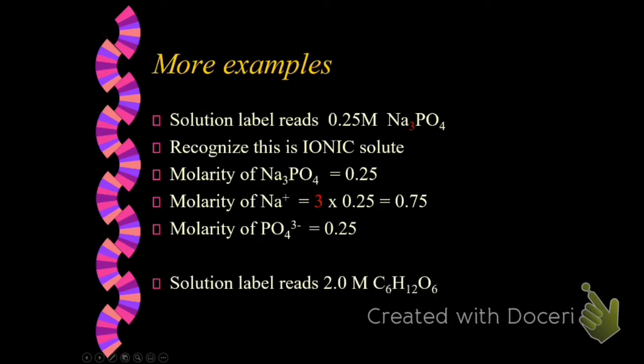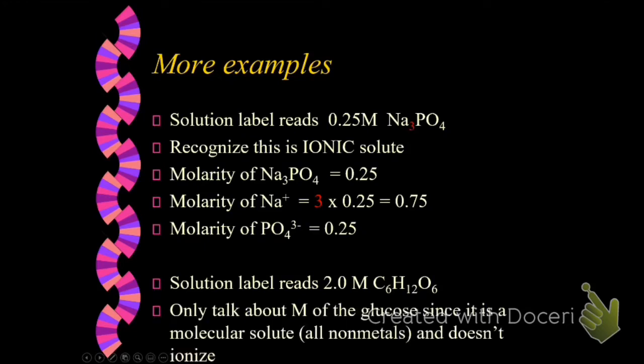What about this one here? We have a solution that reads 2 molar C6H12O6. That's glucose. A reminder, here we would only talk about the molarity of the glucose, since it is a molecular solute. It would not break into pieces, so we would simply say we have 2 moles per liter of the glucose molecule.